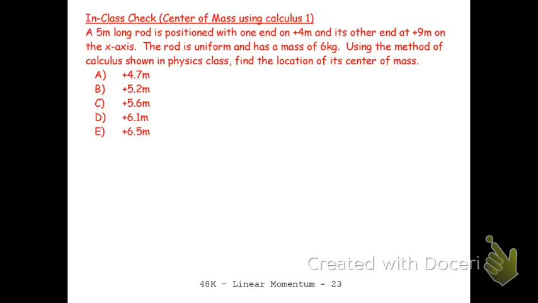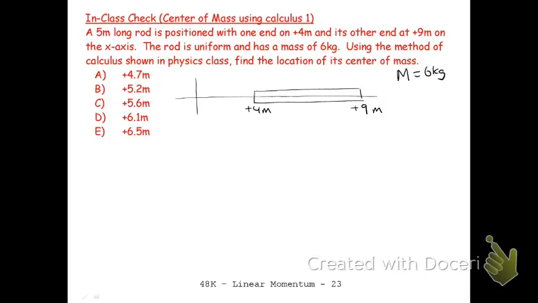So welcome. Let's have a look at this second one. This says a 5 meter long rod is positioned with one end at +4 and the other end at +9. So now this is a bit more general. This is at +4 and the other end at +9. And the rod is uniform with a mass, big M equals 6 kilograms. Using the method of calculus, where is its center of mass?